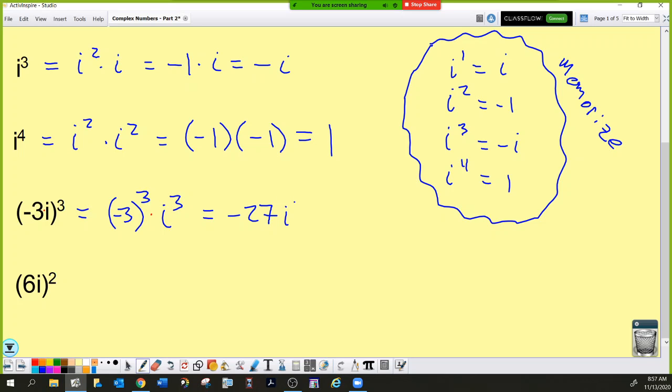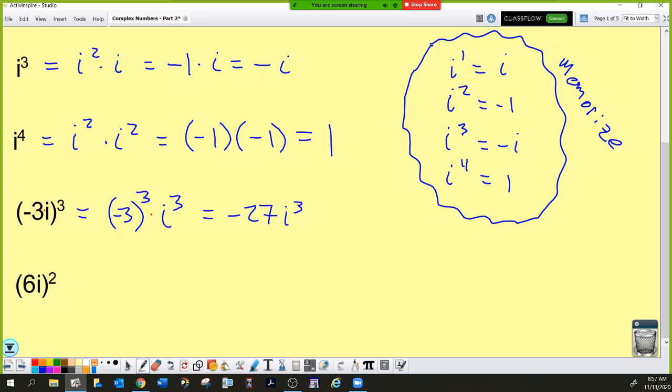But you are not allowed to leave the answer like this. Your answers, if you remember from yesterday, must always be in standard form, a plus bi. Does the i have an exponent? No. This one does, but not in a plus bi. It cannot have an exponent. If i has an exponent, it is not in standard form.